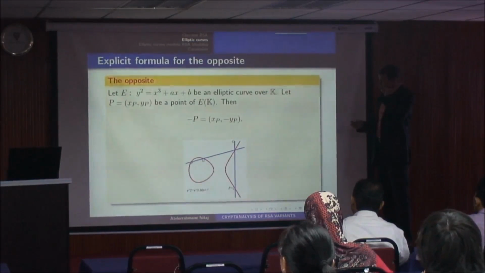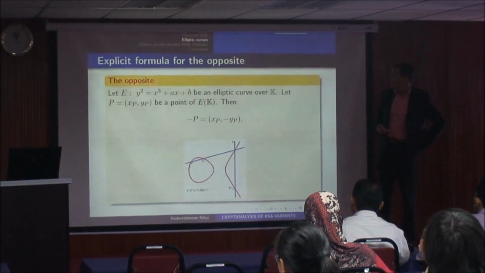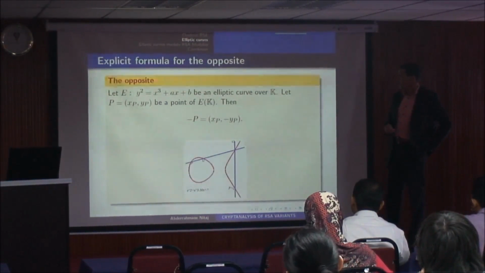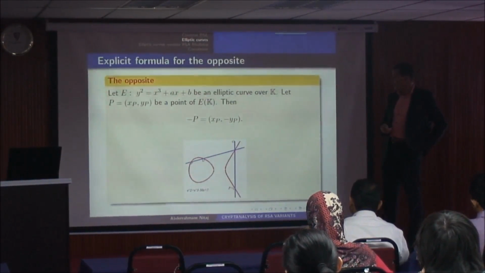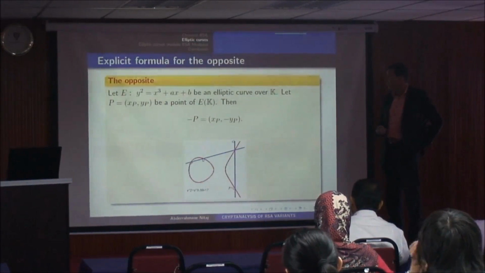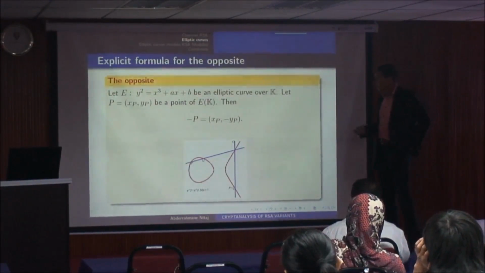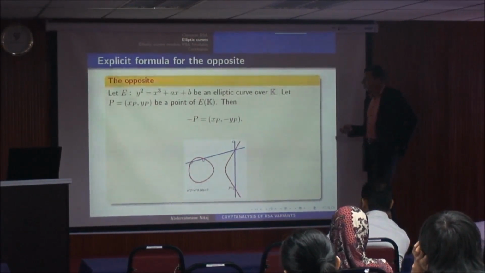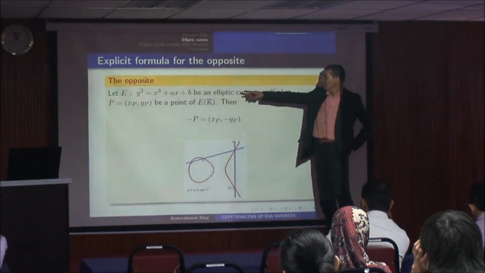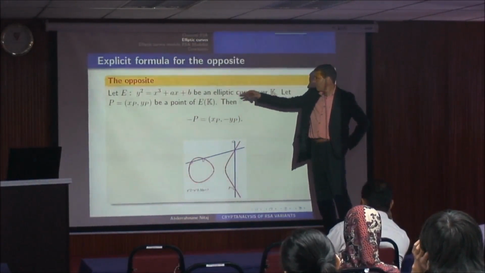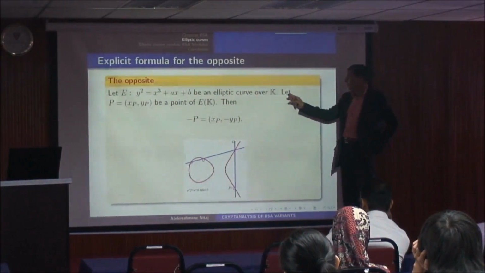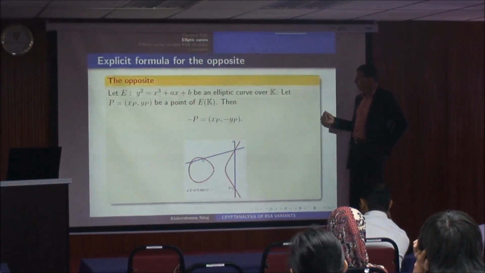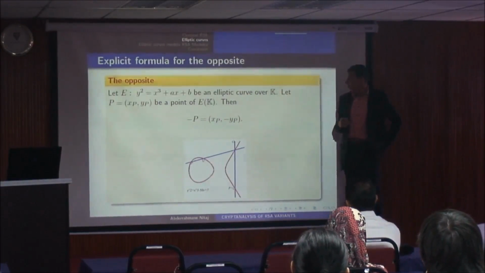There are many explicit formulas for finding the composite, for finding the doubling of points, or adding points on the elliptic curve. So in this situation, we assume that we are given an elliptic curve with the short Weierstrass equation over a field K, and we are given a point P on this elliptic curve.